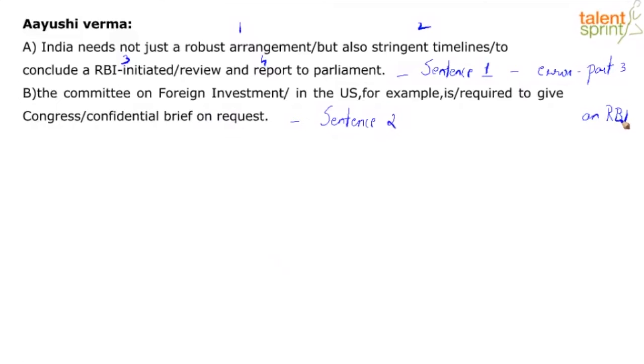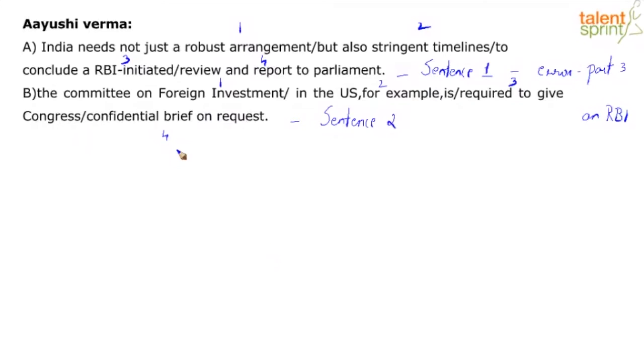What about the next sentence? The Committee on Foreign Investment in the US, for example, is required to give Congress confidential brief on request. This is again a tricky one. You might come back with the answer, but I'm sure you won't know why that is the answer or why that part is an error. You might say, okay, this is the part that has an error. 1, 2, 3, 4. Any guesses? Okay, I'll give you 10 more seconds.